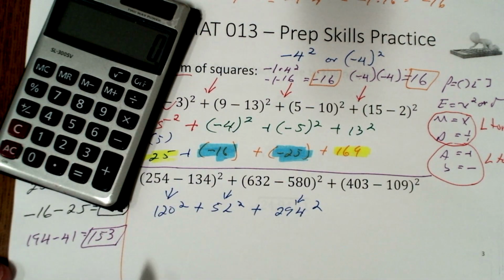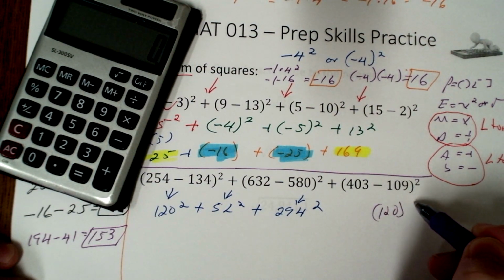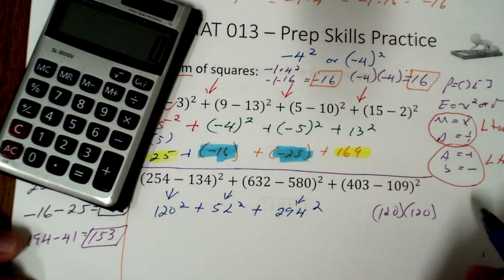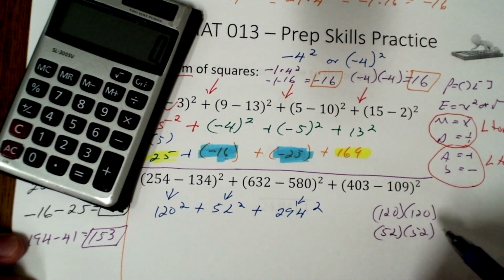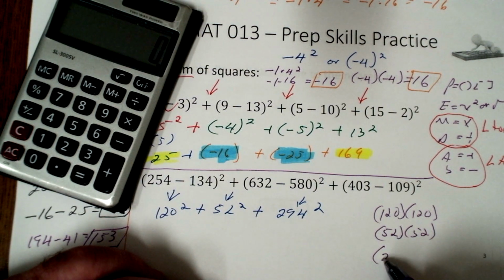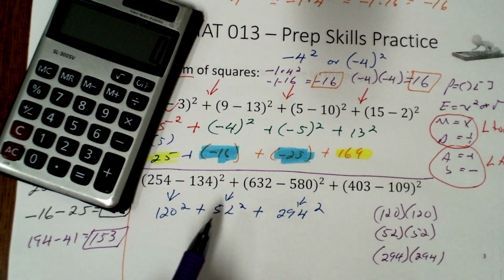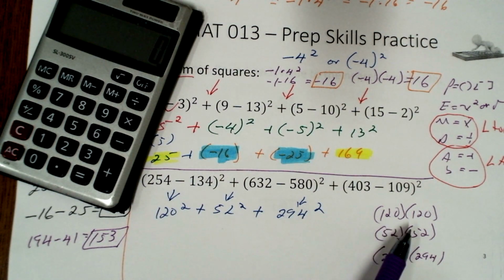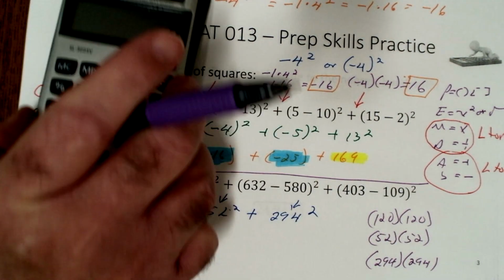What is each of those shorthand for? Well, the first one is shorthand for 120 times 120. What is the second one shorthand for? It's shorthand for 52 times 52. And what is the third one shorthand for? Well, I think you see it. It's 294 times 294. If that had been to the third power, we would write each number 3 times. If it had been to the fifth power, we'd multiply each number times itself 5 times, etc. So let's just do this one.